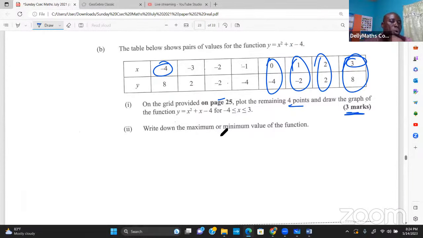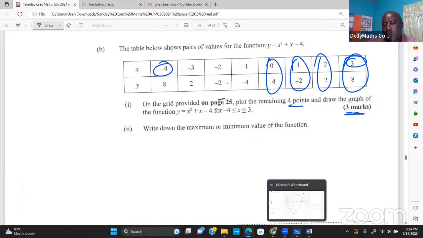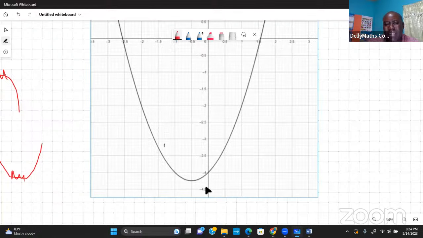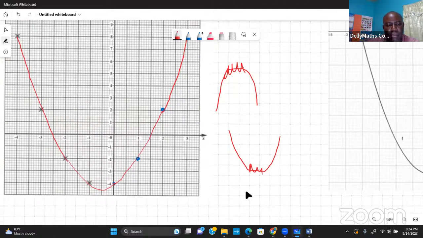Write down the maximum or the minimum value of the function. All right. Maximum or minimum value of the function. Let's go. Now, when we talk about the maximum or minimum value of a function, it's going to be at the bottom. Let's go back to our figure. This function has a minimum. Look, how do you know?